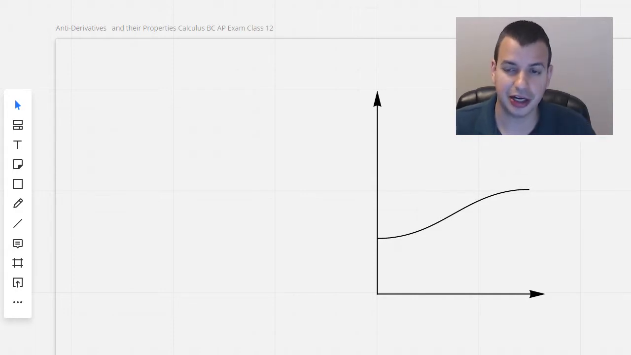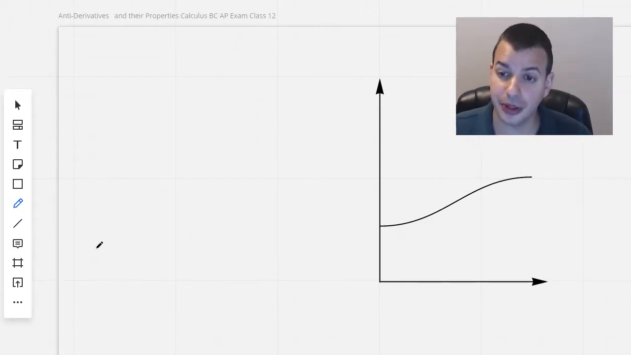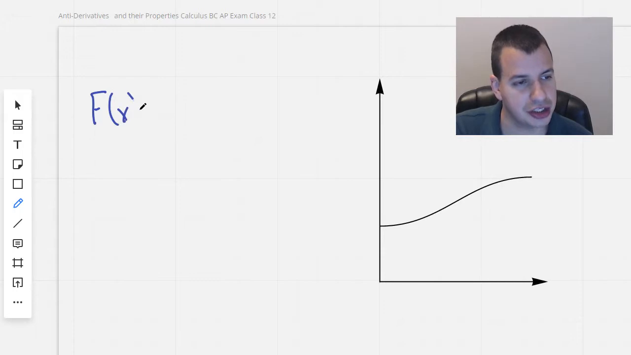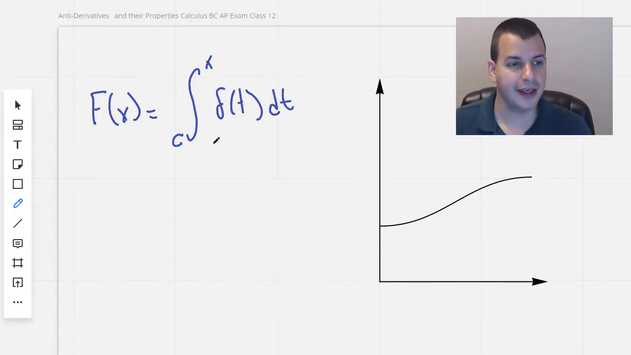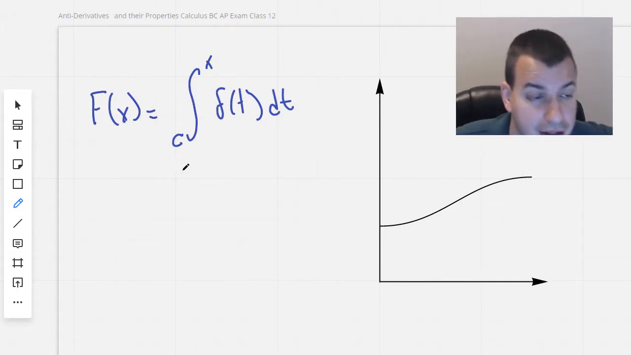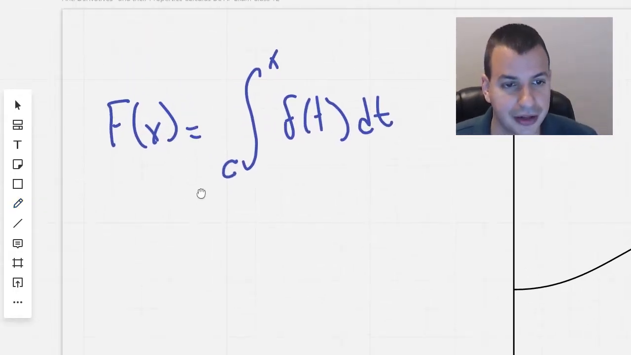So we already kind of talked about this in a less formal manner when we went over Riemann sums. But now we're going to talk about integrals more formally, specifically the Fundamental Theorem of Calculus. So the Fundamental Theorem of Calculus, without much justification, is F(x) = the integral from c to x of f(t) dt. This is called the first fundamental theorem of calculus. Oftentimes it's also just called the fundamental theorem of calculus.